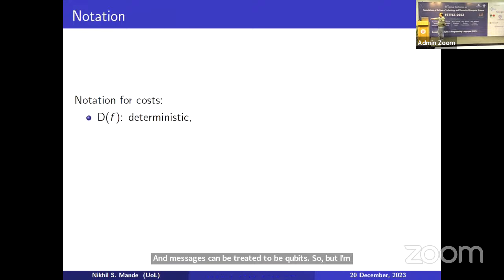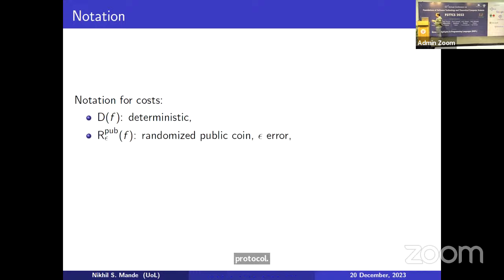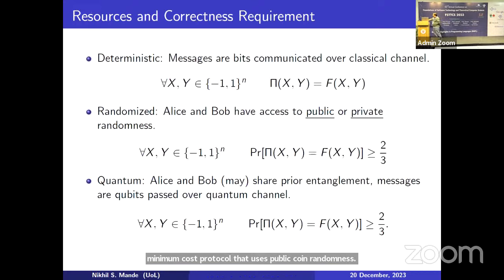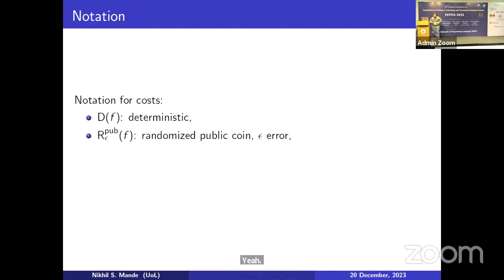Here's a bit of notation. D of F is the minimum cost deterministic protocol for computing F. R epsilon pub is the minimum cost protocol that uses public coin randomness and solves F with error probability epsilon. Sorry, I didn't mention it here, but if you replace 2/3 by 1 - epsilon, that's an epsilon-error protocol. So the error is epsilon. Good, thanks. People are paying attention, thank you. So that's R epsilon with public randomness.